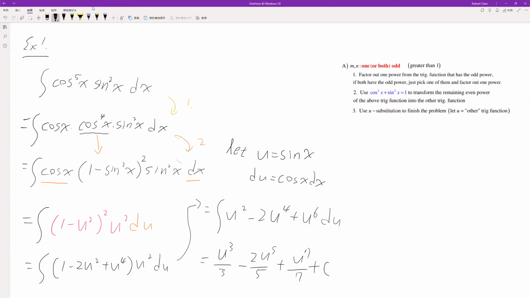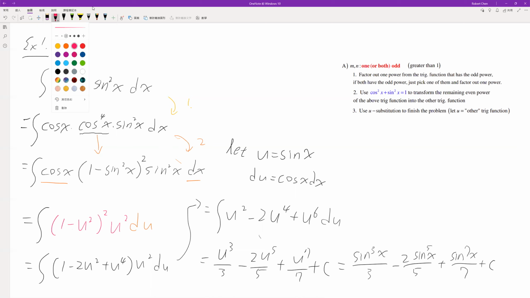And then we just replace all the u's back with sines, which is sine cubed x over 3 minus 2 sine to the fifth power over 5 plus sine to the seventh power over 7 plus C. Okay, and that's it. So once we factor out a sine or cosine from the odd power, you want to replace everything else so that this is the only cosine left, or sine, depending on which question you're looking at. Okay, all right, now let's look at the second.